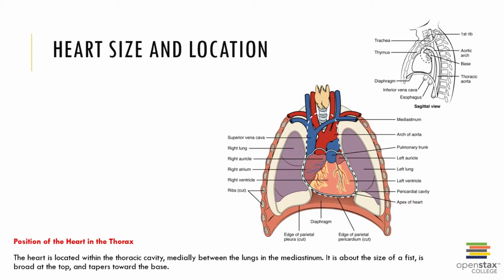So we can say that it's pointed toward the left rib cage and the base points toward the right shoulder. The entire heart is also rotated so that the right atrium and right ventricle dominate the anterior view.